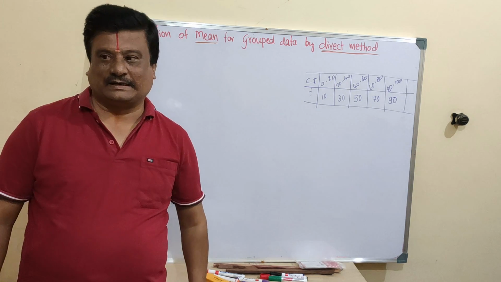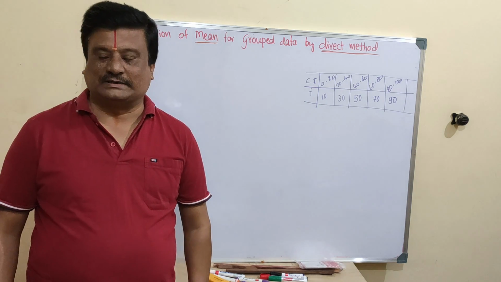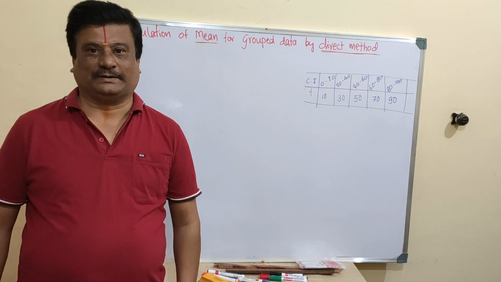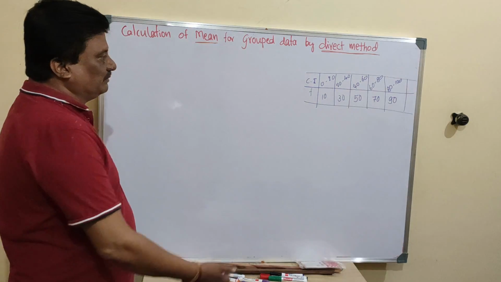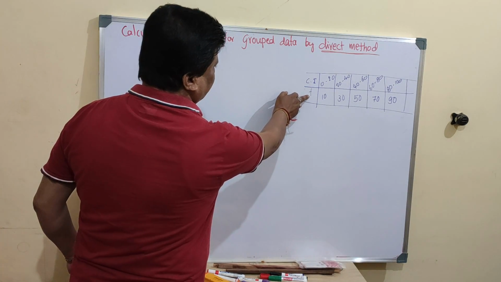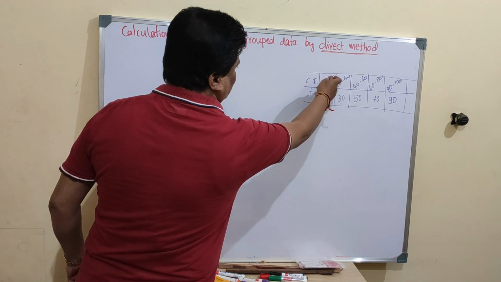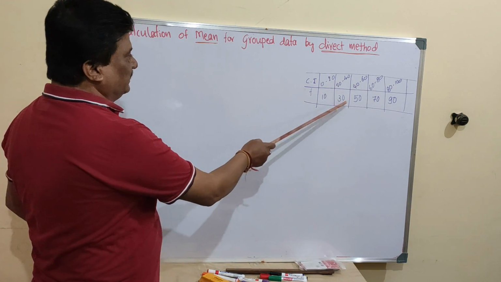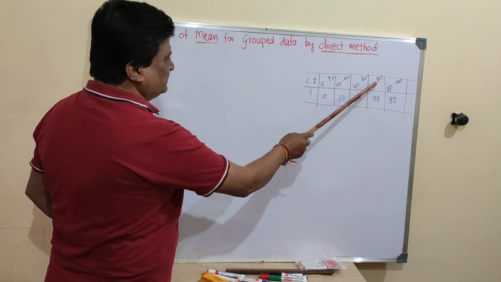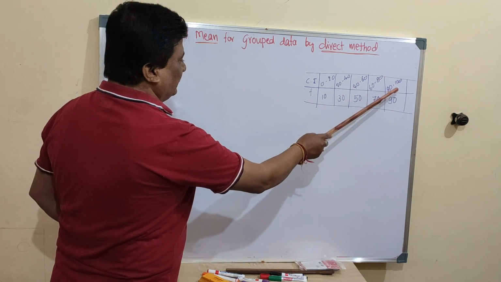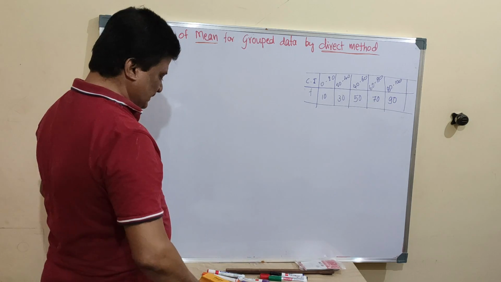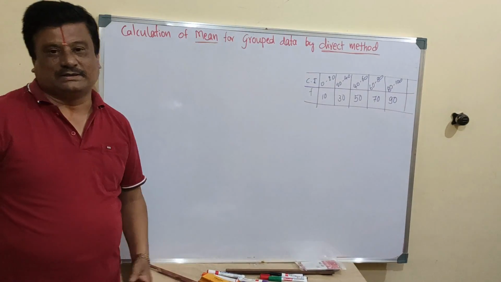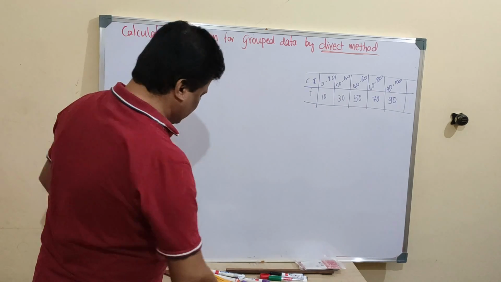Today let's learn how to calculate the mean for grouped data. Here the problem gives the class intervals and frequencies: 0 to 20 has frequency 10, 20 to 40 has 30, 40 to 60 has 50, 60 to 80 has 70, and 80 to 100 has 90. Let's see how to calculate the mean for this grouped data.